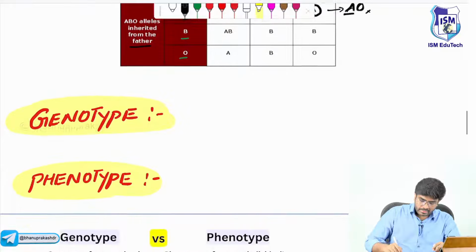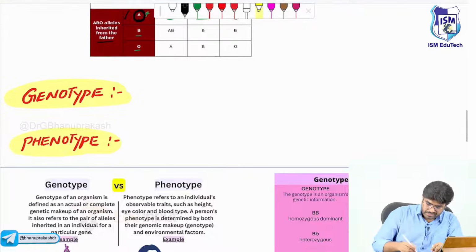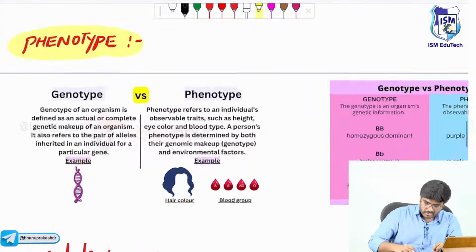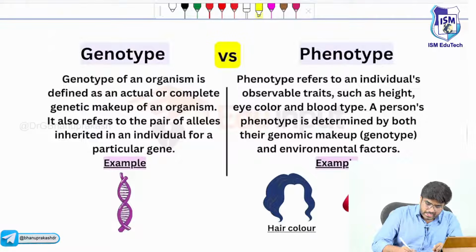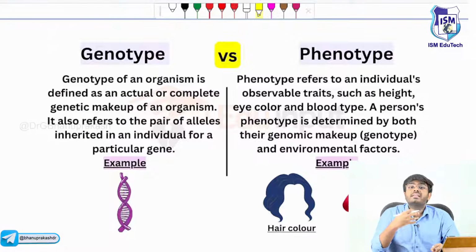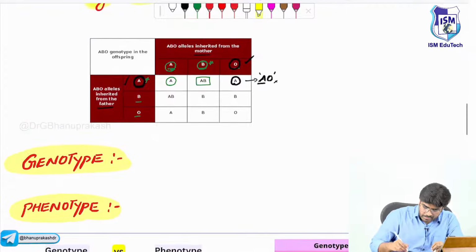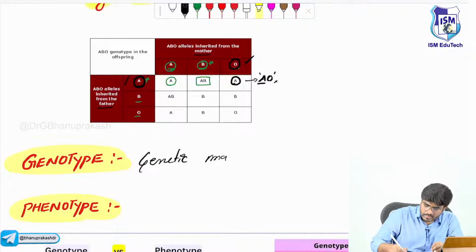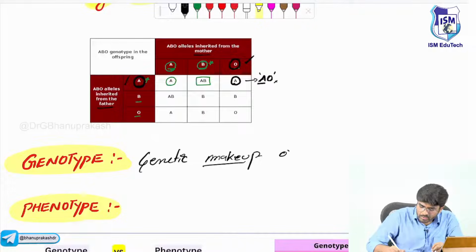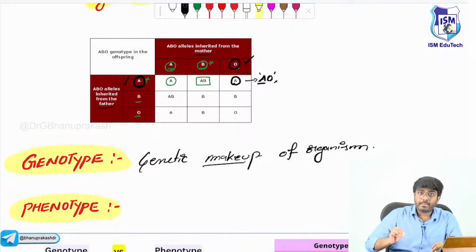See, genotype and phenotype, most of the students confuse this. Genotype, let me tell you first of all: genotype is the organism's genetic makeup. In a simple way, we can write here, genetic makeup of an organism. You will understand better with the examples.